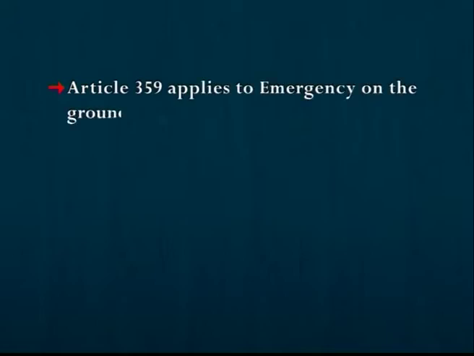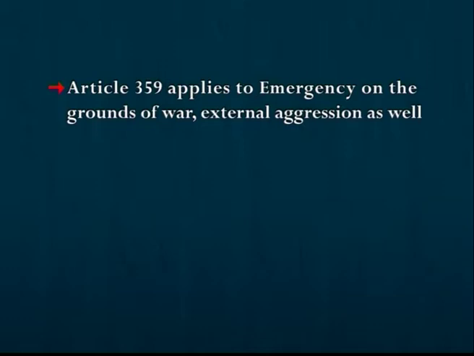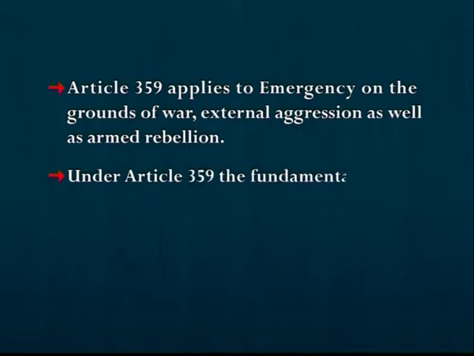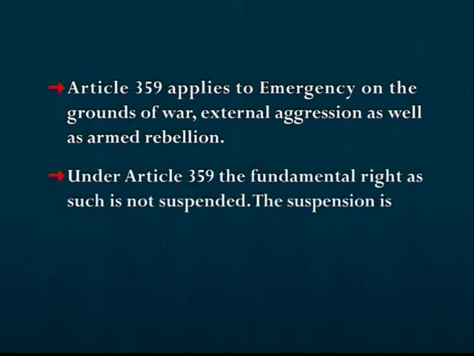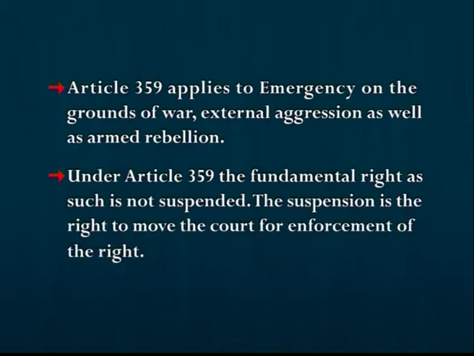Article 358 suspends the 6 freedoms, but Article 359 is an additional curtailment that may be imposed by the President by order relating to other fundamental rights which are indicated in the order. Article 359 applies to emergency on the grounds of war, external aggression as well as armed rebellion. Under Article 359, the fundamental right as such is not suspended. The suspension is of the right to move the court for enforcement of the right.